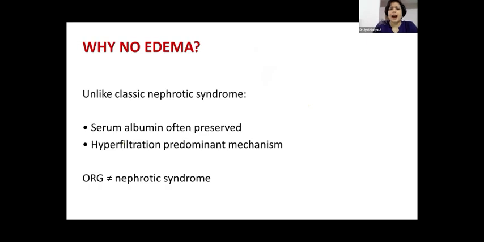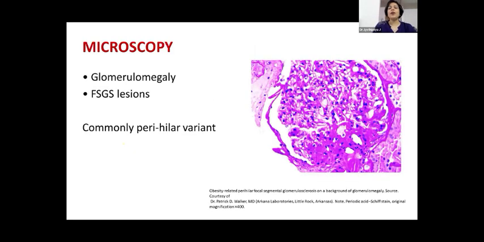Why no edema? Unlike classic nephrotic syndrome, in this case, serum albumin is often preserved and hyperfiltration is the predominant mechanism. So obesity-related glomerulopathy does not have a gross nephrotic syndrome picture. Now, when we analyze the light microscopy, we can see there is glomerulomegaly and FSGS lesion, commonly perihilar variant.